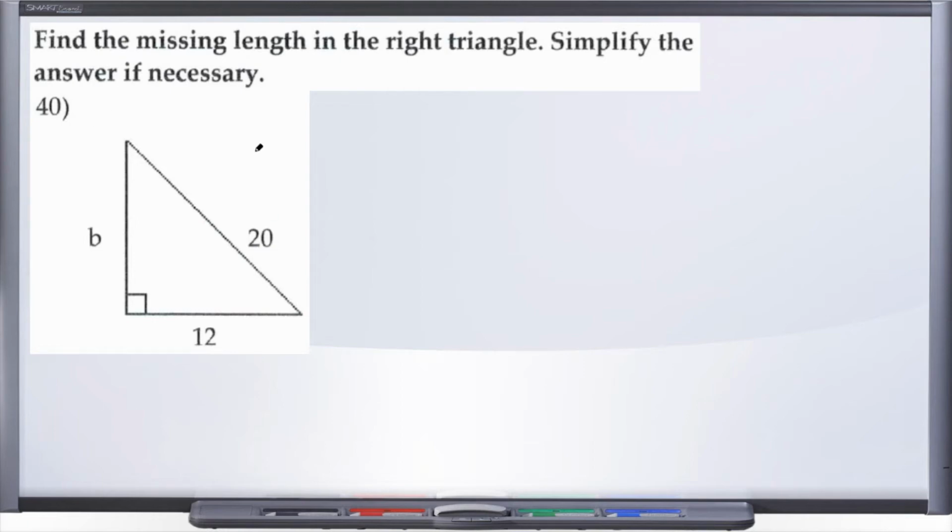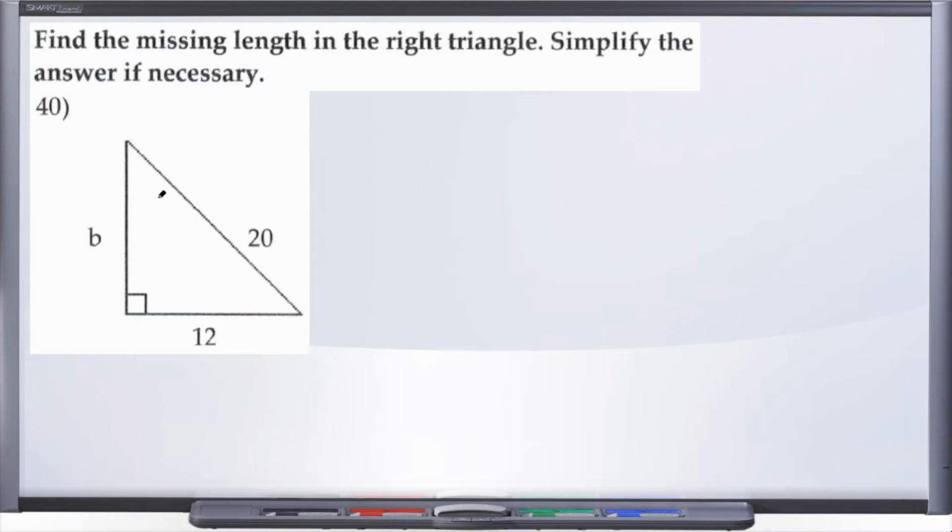All right, taking a look here at number 40, very similar to number 39, we are to find the missing length of the right triangle. Simplify the answer if necessary. So we've been given a right triangle, and we are asked to find the missing side, in this case, B.